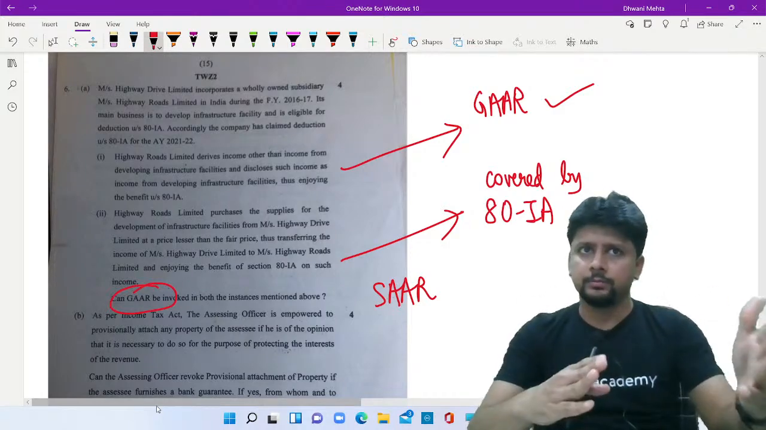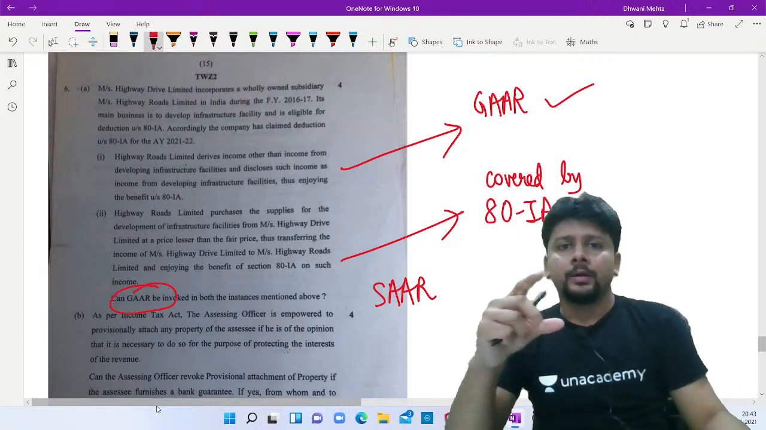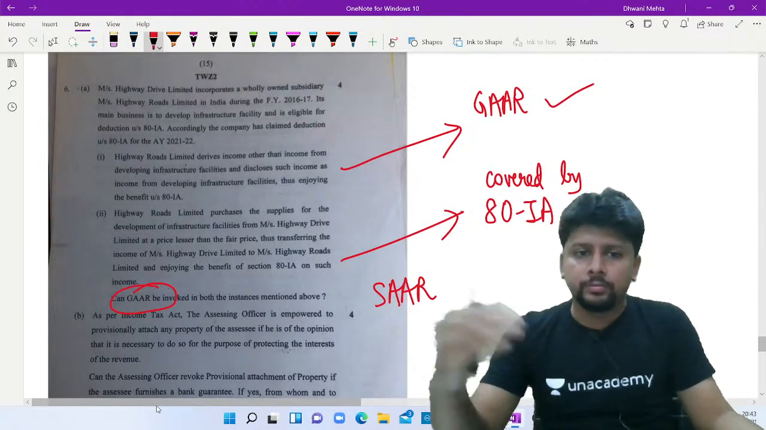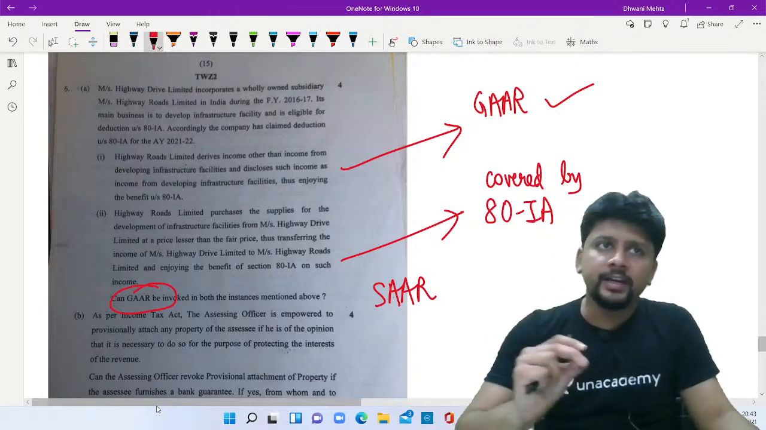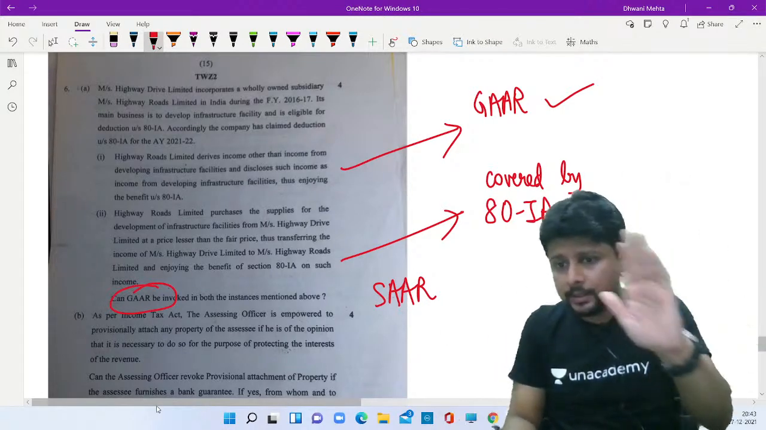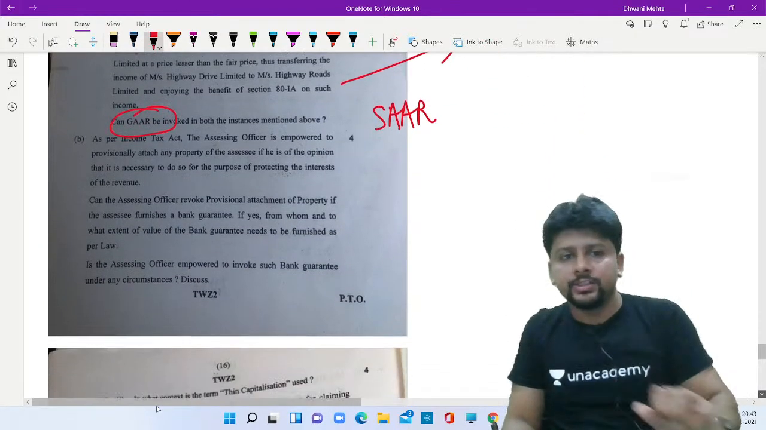This was the sixth and the last question. So technically speaking, this was the extra question. And if a student did not know general anti-avoidance rule, it would have been difficult for you to attempt this 4 marks. But balance question 6 was quite manageable.